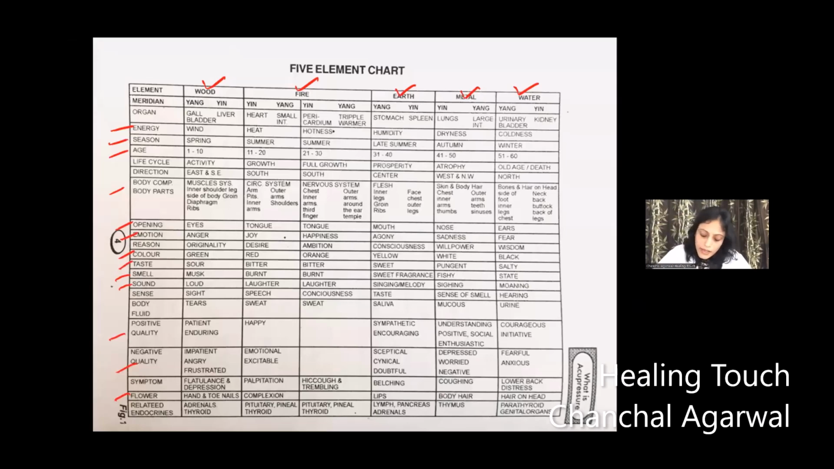For example, let us take one example of this particular table, and that is color. Okay, so let us understand color. What is the color of wood element? The color of wood element has been given as green. Color of fire, red, orange. Color of earth, yellow. Color of dryness, white. Color of coolness or water element is black.